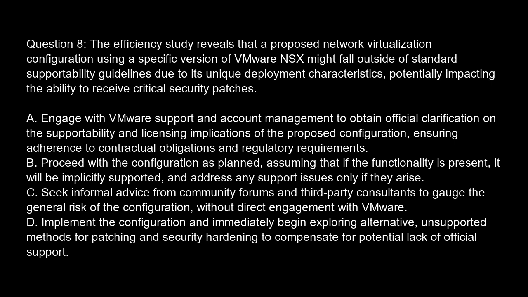Option B. Proceed with the configuration as planned, assuming that if the functionality is present, it will be implicitly supported, and address any support issues only if they arise. Option C. Seek informal advice from community forums and third-party consultants to gauge the general risk of the configuration, without direct engagement with VMware. Option D. Implement the configuration and immediately begin exploring alternative, unsupported methods for patching and security hardening to compensate for potential lack of official support.